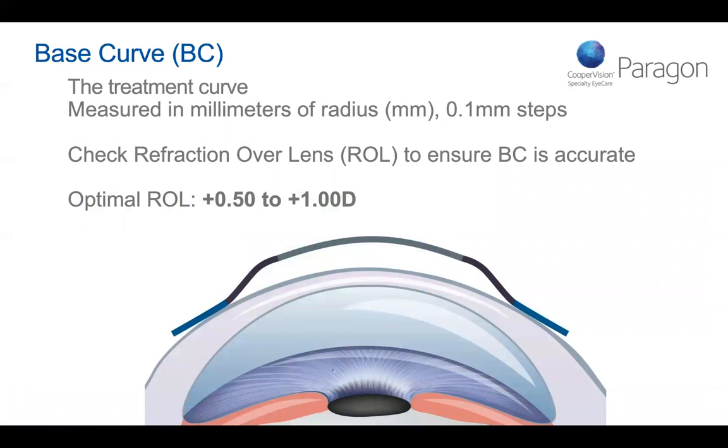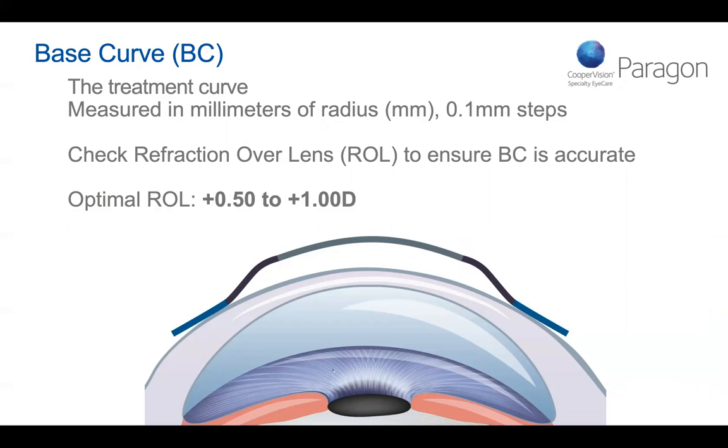So the base curve provides the mold for the treatment, for the myopic correction. It is measured in millimeters of radius and measured in 0.1 millimeter steps. The base curve is calculated from the lens calculator, taking into account a patient's flat K values and their manifest refraction. There is an additional 0.50 diopters built into the base curve calculation, also known as the Jessen factor, and that helps with regression throughout the day, as Ortho-K is a temporary process of corneal reshaping. The base curve is never adjusted to change the fit of the lens.